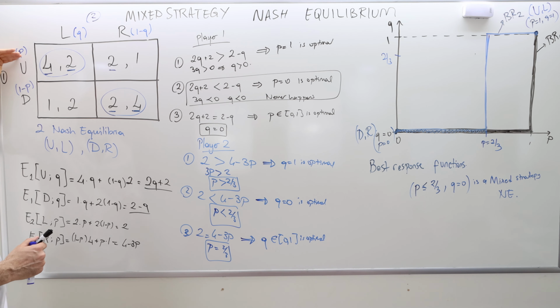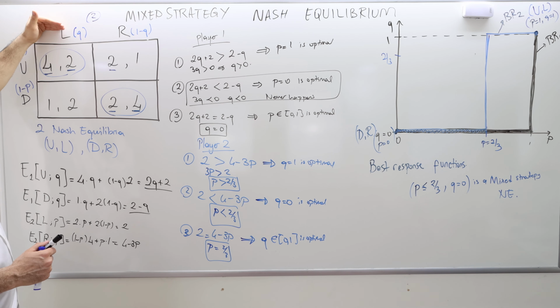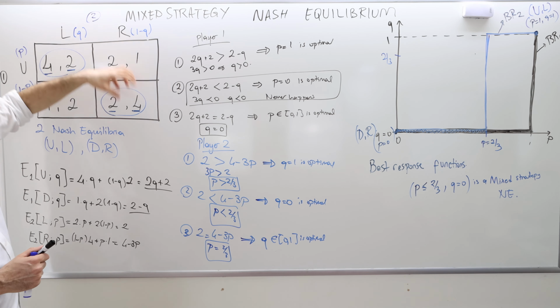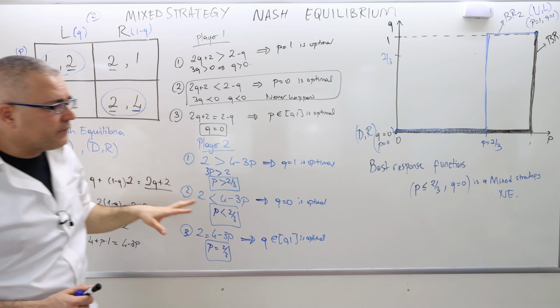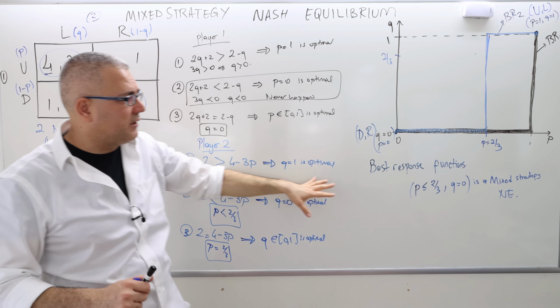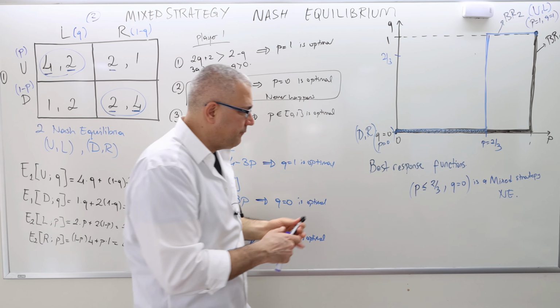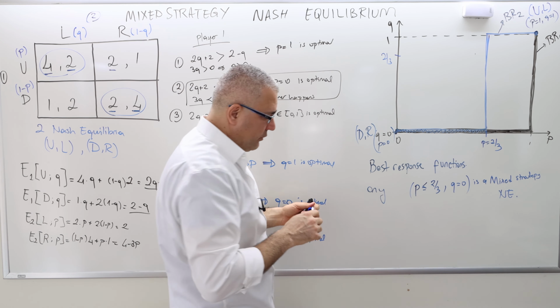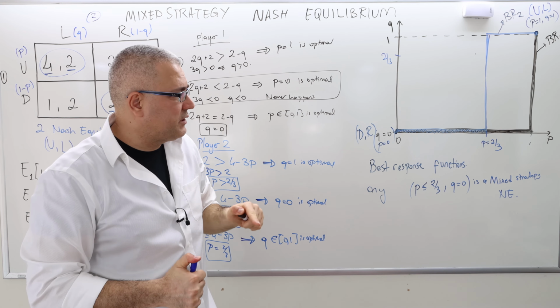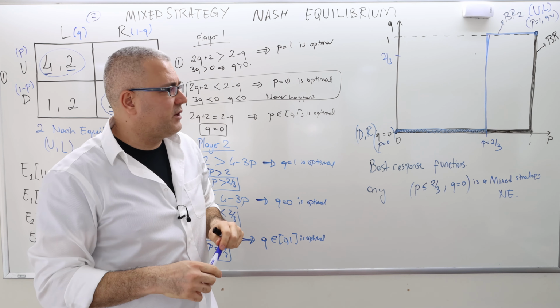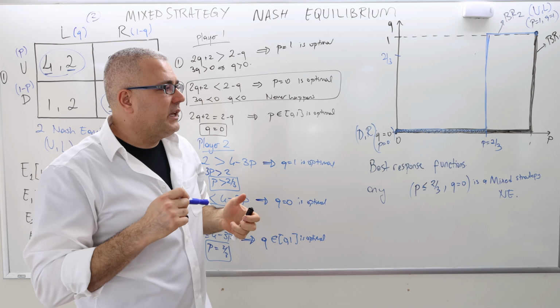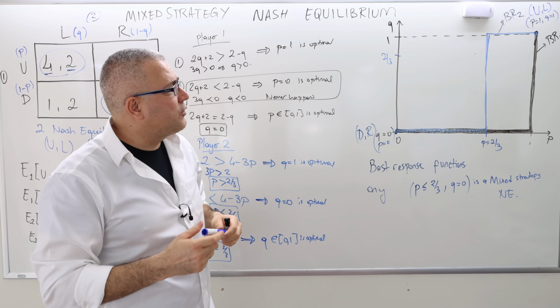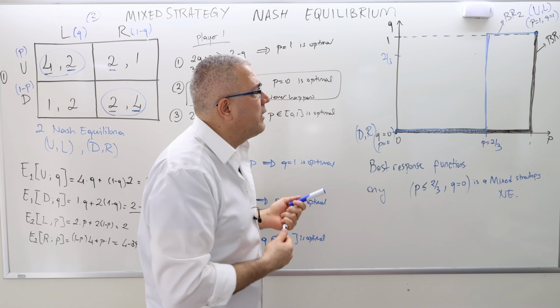And when P exceeds 2/3, well, then player 2 will actually prefer to play left rather than right. All right? So therefore, we have infinitely many mixed strategy Nash equilibria. So any P less than 2/3 and Q equals 0 is going to form a mixed strategy Nash equilibrium. Well, in a test, for example, I would certainly say or give you 1 point.